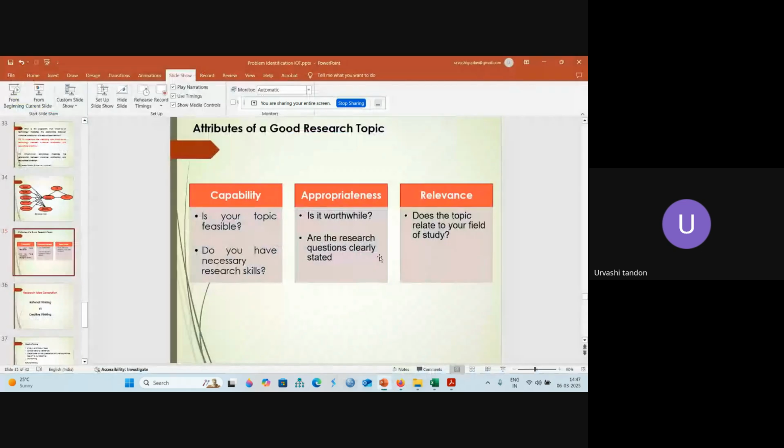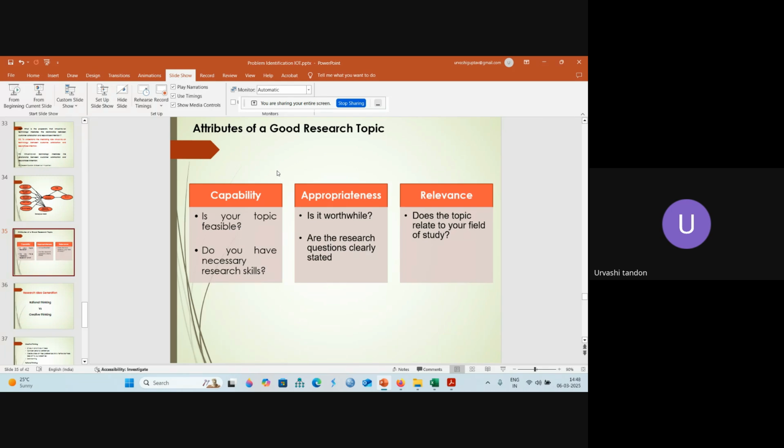So now I'll speak about attributes of a good research topic. First of all, you need to see whether your topic is feasible. Feasible means if somebody wants to study the impact of COVID on consumer preferences, COVID is gone nowadays. So that is not feasible nowadays, right? Disaster management could be there, but research on COVID is all futile, right? Appropriate means whether your research questions are clearly stated, because research questions are very, very important, right? Problem well identified is half solved, and research questions are the basis on which your research is being done. So that's again worthwhile.